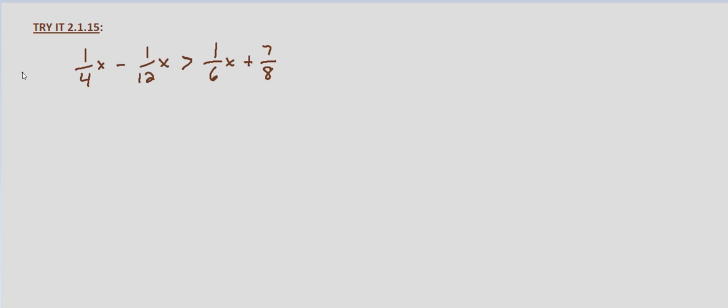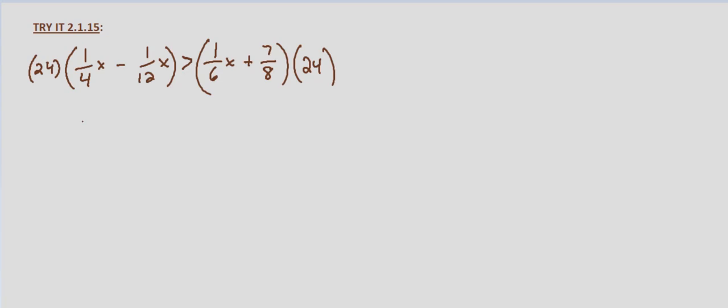So our first step is we're looking for the LCD, the least common denominator, or least common multiple, of 4, 12, 6, and 8. That would be 24, because 8 goes into 24, 6 goes into 24, 12 goes into 24, and 4 goes into 24, and it's the first number that does so. So we will multiply both sides of this inequality by 24. No negative multiplication involved yet, so we don't need to change any inequality symbol.